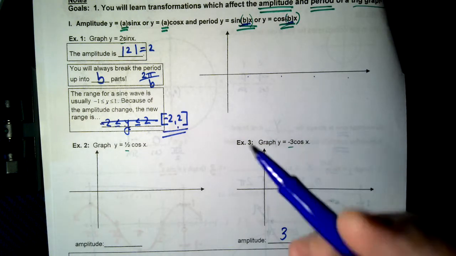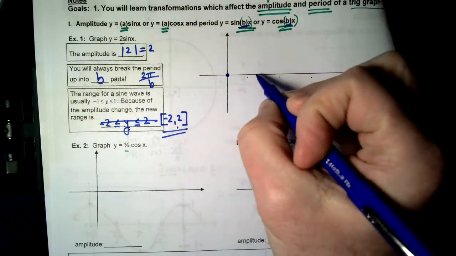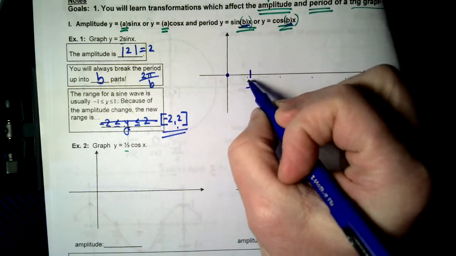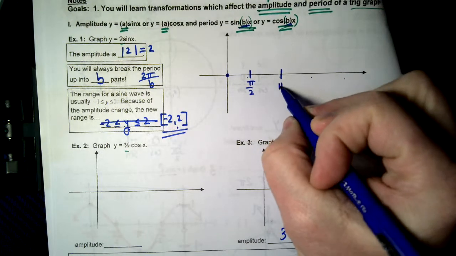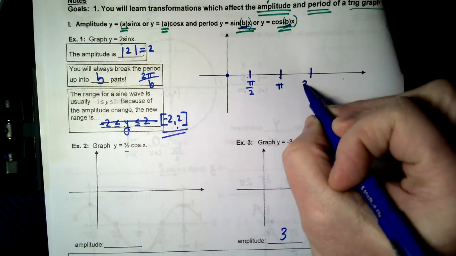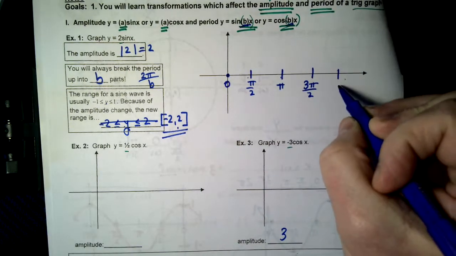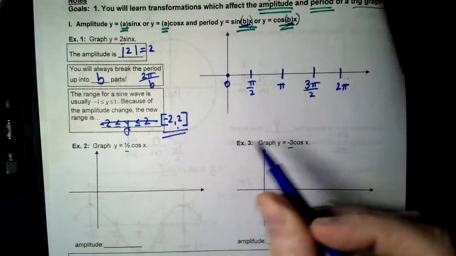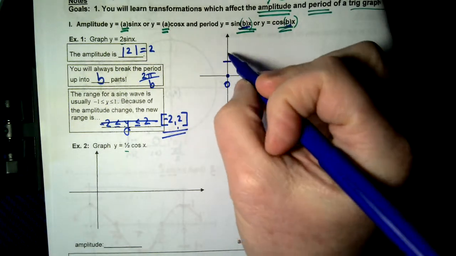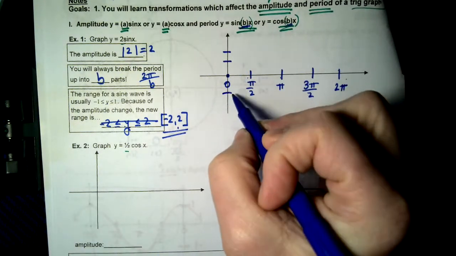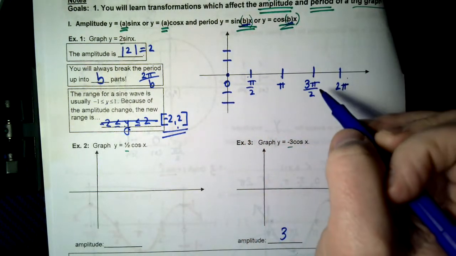The sine graph would stay the same, so our key points don't change. It's going to stay at 0. Evenly space these out: pi over 2, and then pi, and then 3 pi over 2. This one's 0. And then it would be back to the beginning at 2 pi, and then it would repeat itself. The only difference here is that it's going to reach a different high and a different low as it loops up and down.